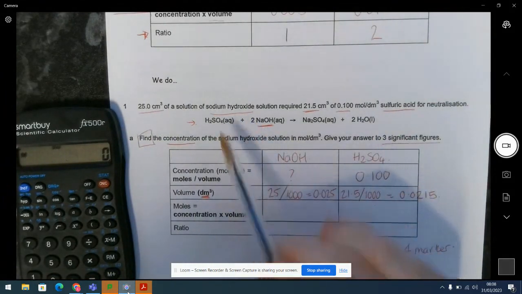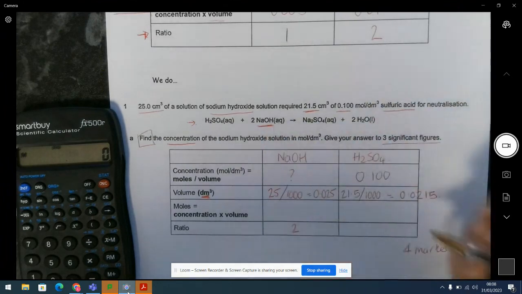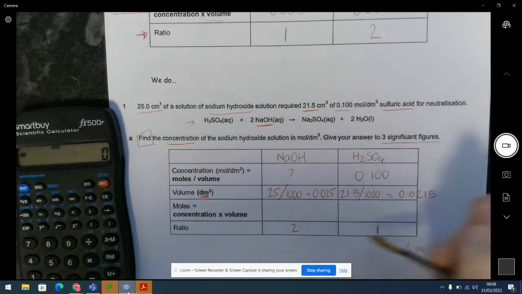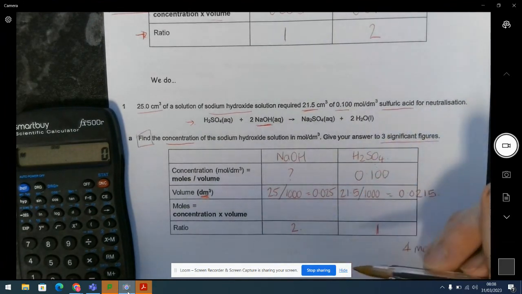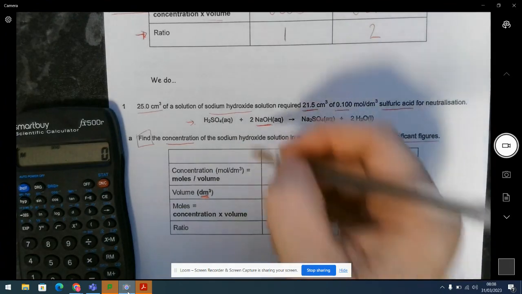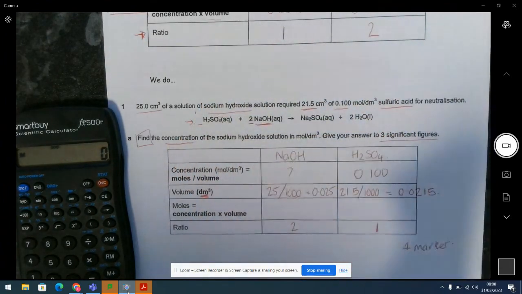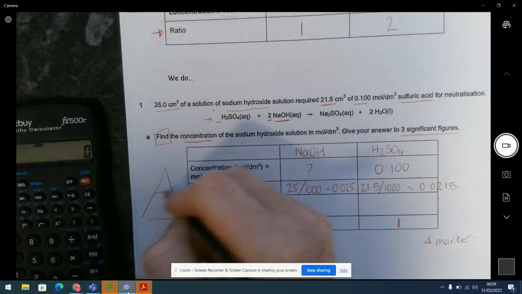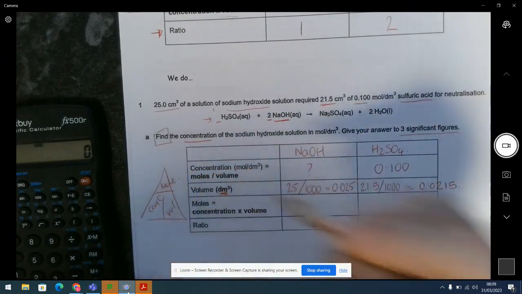Again, I want to check the ratio. So it says I've got 2 sodium hydroxides for every 1 sulfuric acid. So again, my ratio, if I can work out the moles for that, double that will give me the moles for sodium hydroxide. And I can tell that from the number in front. There's no number in front there, so that means 1. Okay. So to work out moles, I do my triangle to keep me right. Moles, concentration, volume.